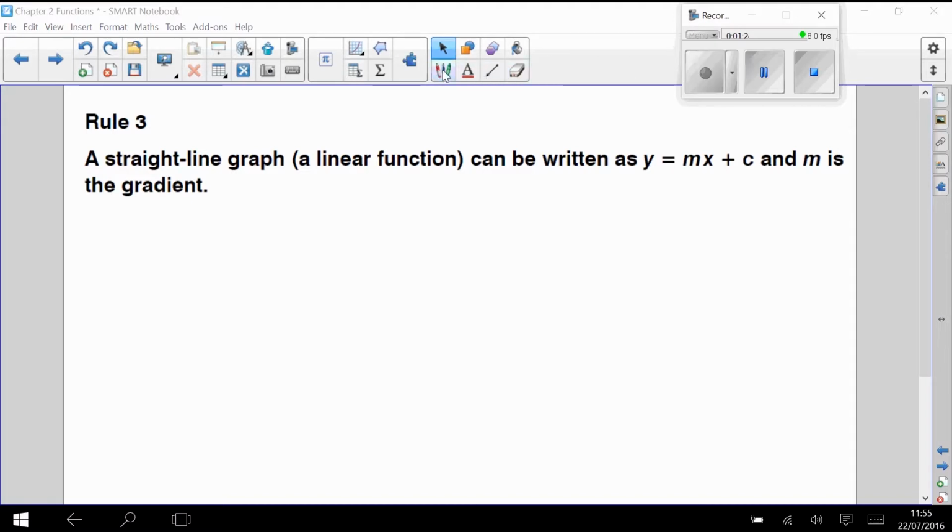On a straight line, which is my linear function, I have a constant gradient, and my gradient can be found here at m. As it is a constant gradient, I know that my gradient will always be the same. How do I know that I have a straight line? Well, my x is x to the 1.